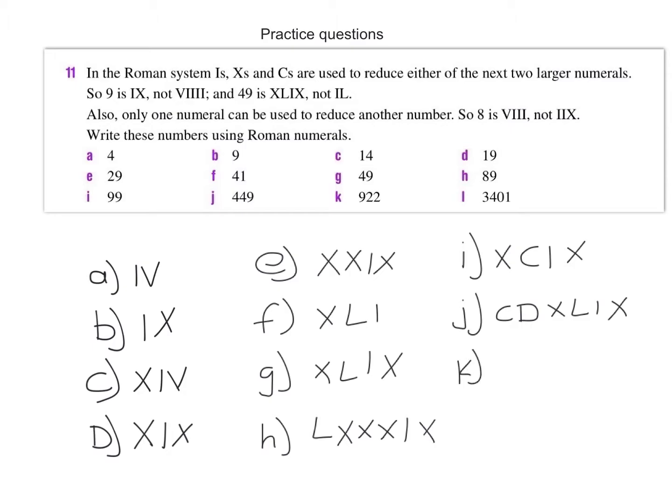K, these are getting bigger now. 922. You're going to have CMXXII, and II for the 2. And L, 3,401. We're going to have 3,000s. Yeah. CDI. Hope you got all those right.